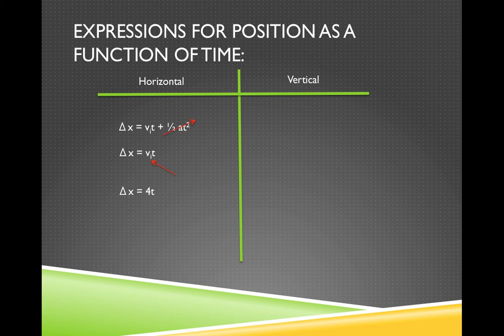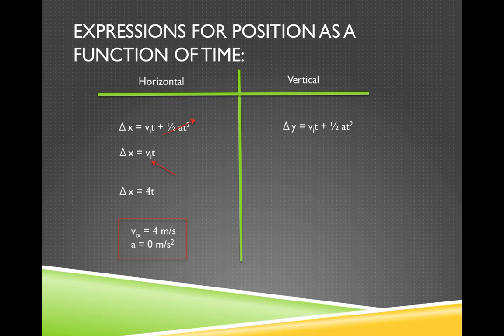You may be given an expression for position as a function of time, like this one, which says delta x equals 4t. If you compare this expression to the one above it, the distance formula, you can see that the initial horizontal velocity is considered 4 meters per second, and the acceleration is 0 meters per second squared. When given an expression like the one shown, you may be asked for the values of acceleration and velocity, and you can determine those by relating that expression to the distance formula.